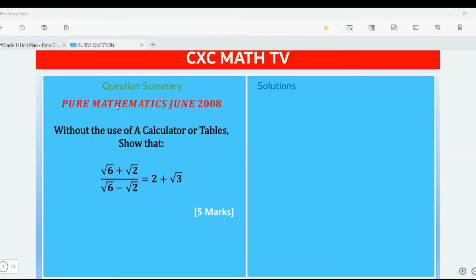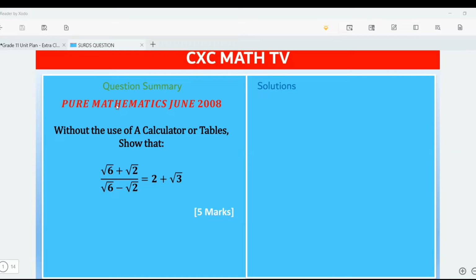All right, so we are doing some surds questions using past papers. Sometimes we understand the concepts, but it's a little more challenging when we see it in exams. So this question says, without the use of calculator or table, show that the square root of 6 plus the square root of 2 divided by the square root of 6 minus the square root of 2 is equal to 2 plus root 3.